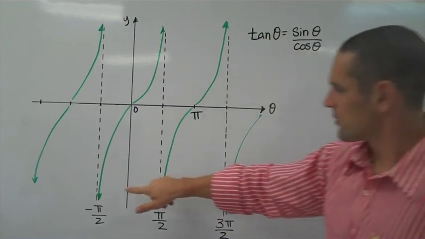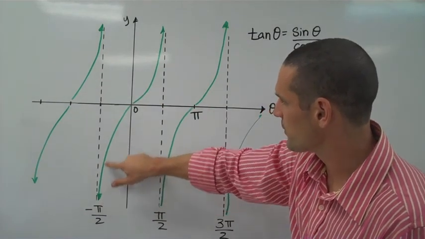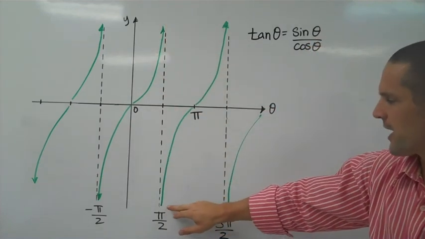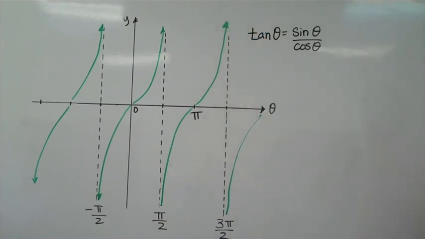And our graph goes from close to the asymptote at negative pi over 2 to close to the asymptote at pi over 2. Down here, close to the asymptote at pi over 2 to up here, close to the asymptote at 3 pi over 2.